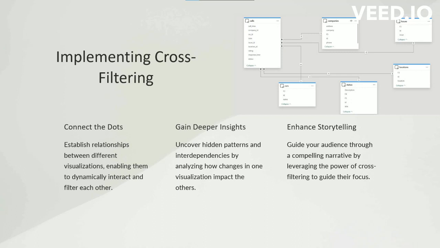Cross-filtering in Power BI enables interactive data analysis by allowing selections in one visual to dynamically filter the data in other visuals on the report canvas, facilitating deeper insights and exploration of relationships between different data elements. You can do it by using the data modeling feature of Power BI.